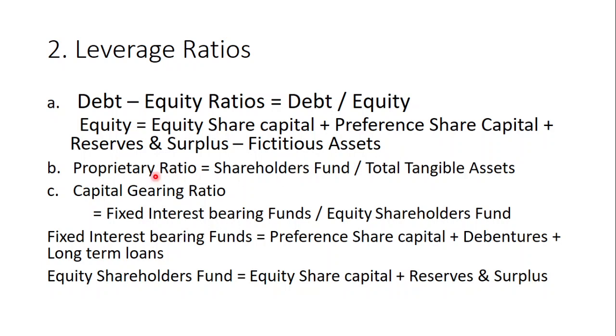And the second ratio here is proprietary ratio. Proprietary ratio is equal to shareholders fund divided by total tangible assets. Shareholders fund, we know the formula will be given. Shareholders fund is nothing but equity. It is equivalent to equity.